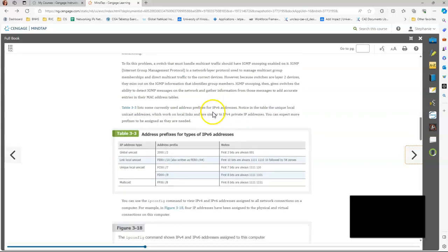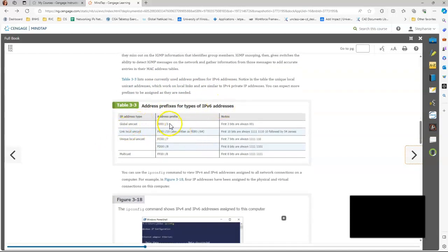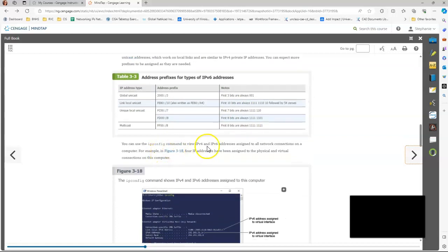So you can use that to fix it. And then here's just the different prefixes. Table 3.3, here's the different IPv6 prefixes. So global unicast is 2000::/3, so the first 3 bits are fixed. And then FE80::/10, so we've got our link local unicast, so the first 10 bits are always the same. Unique local unicast, and then we've got these two, FC00 and FD00, and then the multicast is FF00. So, multicast, we always want to look through those.